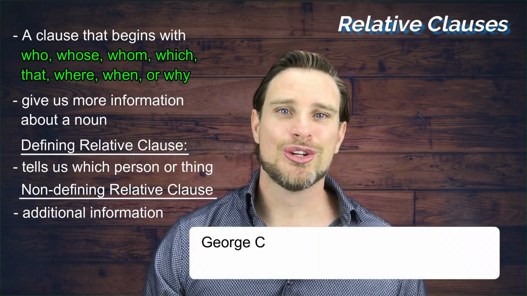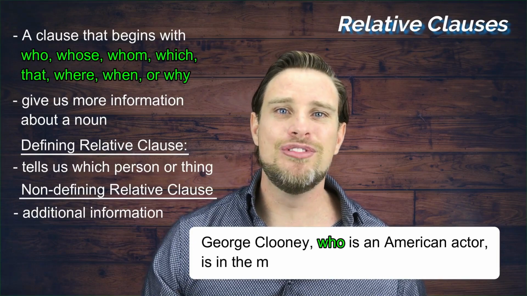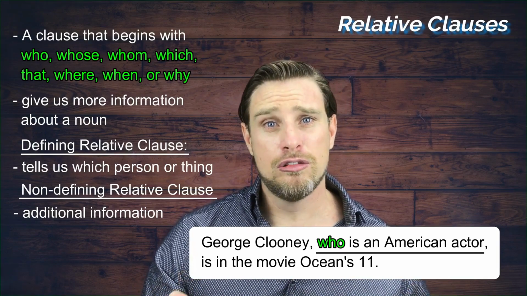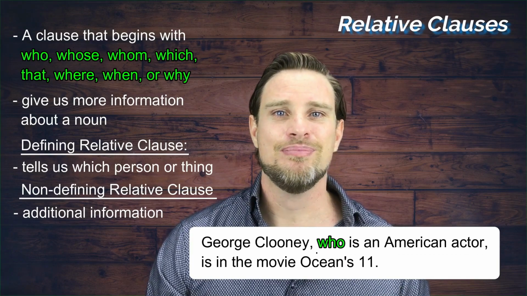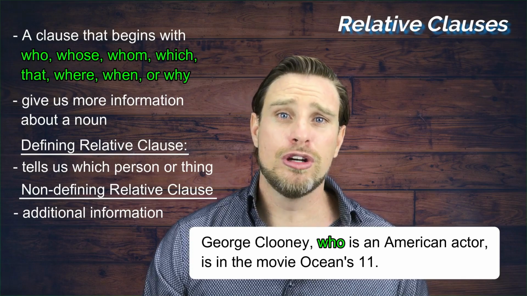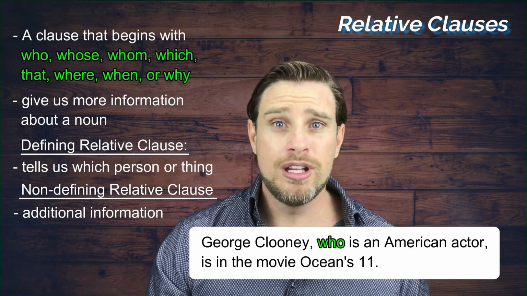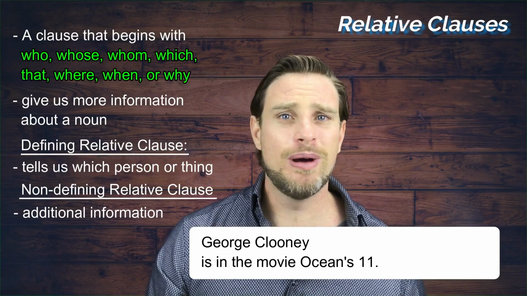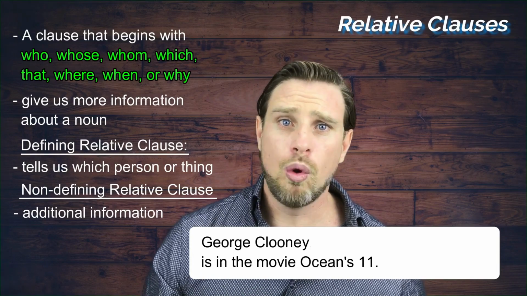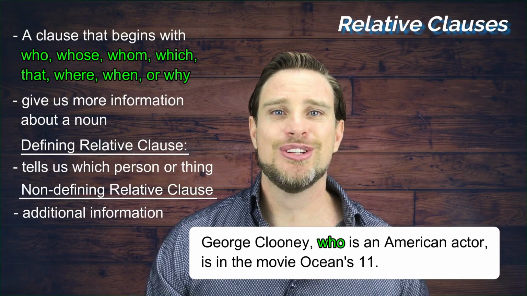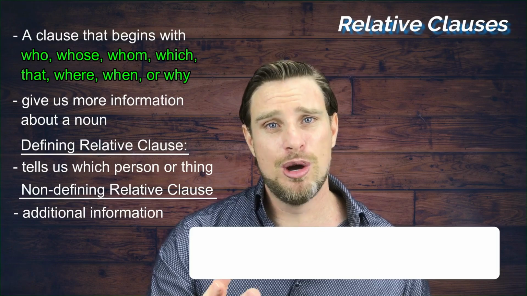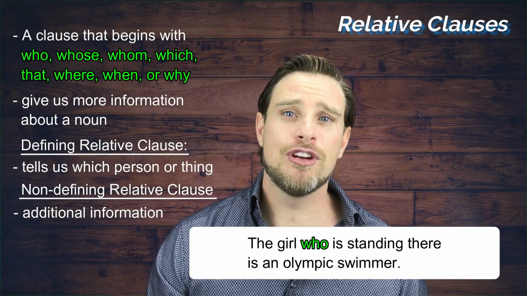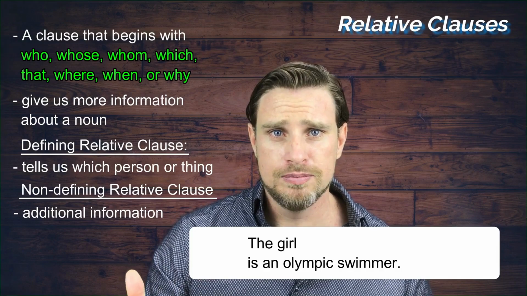For example, George Clooney, who is an American actor, is in the movie Ocean's 11. Here, who is an American actor is a non-defining relative clause. It is extra information, and we separate this extra information from the rest of the sentence with commas. If we covered it up and just said, George Clooney is in the movie Ocean's 11, the sentence still makes perfect sense. You are not left wondering what George Clooney. You can compare this to the defining relative clause example that I gave a moment ago. The girl who is standing there is an Olympic swimmer. If you covered up the clause, you would be left wondering, what girl?